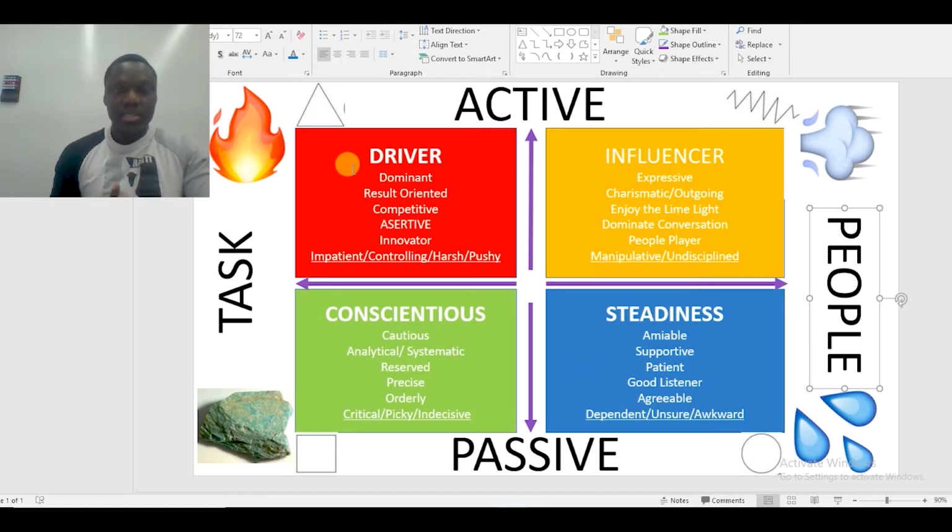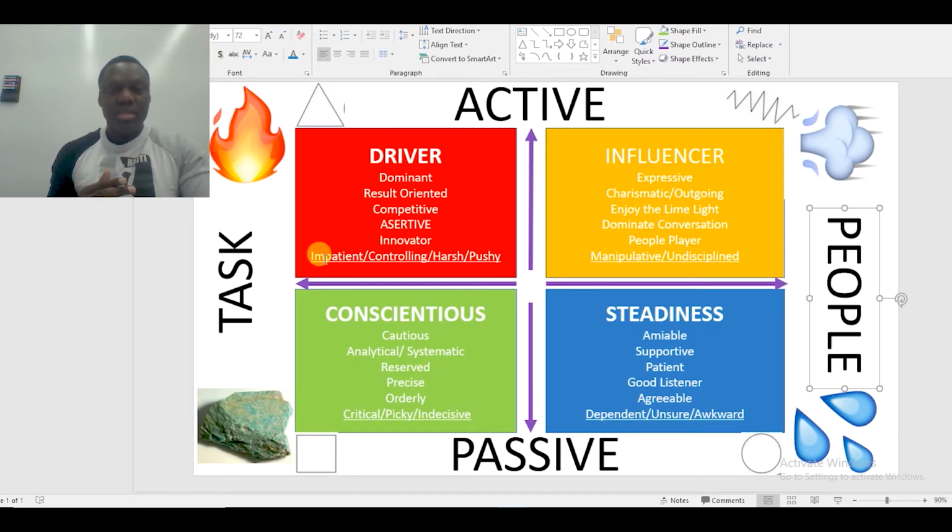So the first symbol is the fire, the driver, right? Think of how fire burns: it's very harsh, very strong. So this is the type of personality a driver would be. They like to drive towards their goals. They're very assertive. They're also very innovative.